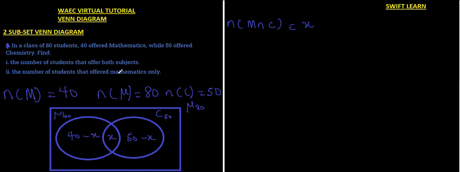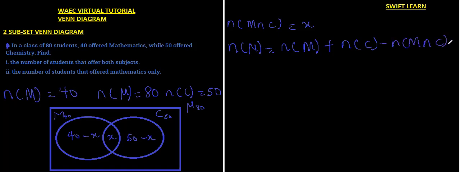So there are two methods. I can say I can add everything. There's one thing that you must know sure in any Venn diagram. Are you listening? Everything you add must be equal to the what? Universal set. Or you can use the formula we did. You can use this. This is plus number of chemistry minus number of maths intersection chemistry.